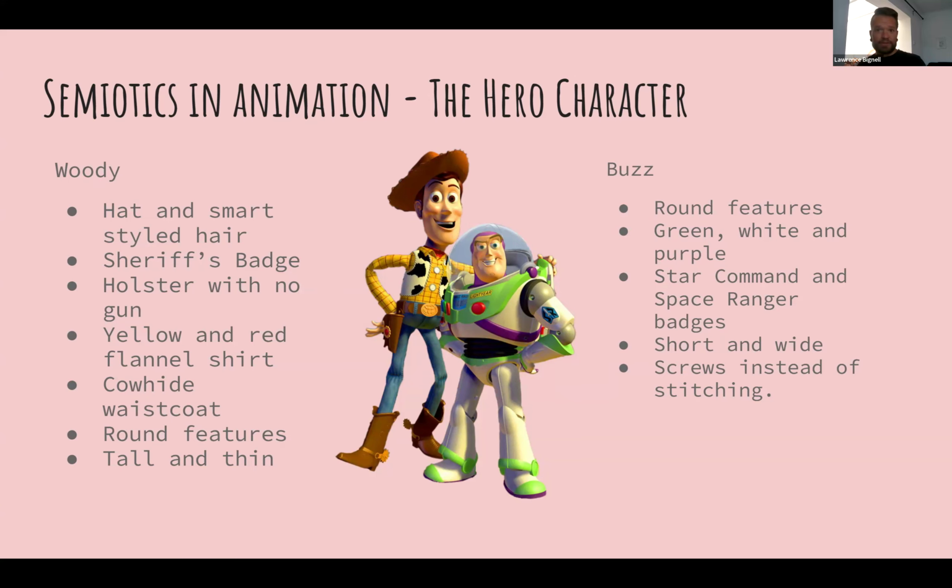Buzz is a very similar character. He's got round everything, really. He's a square-framed gentleman with round features. He's got green, white, and purple, and Star Command and Space Ranger badges to be a difference to Woody's character, who represents the old and the new: the old way of stitching toys together using fabric and wool, whereas the screws and the plasticness of Buzz represent, again, the new way of making toys. It's a classic tale, passing down of the torch.